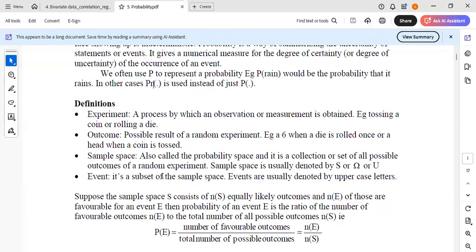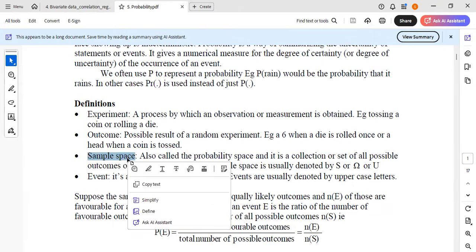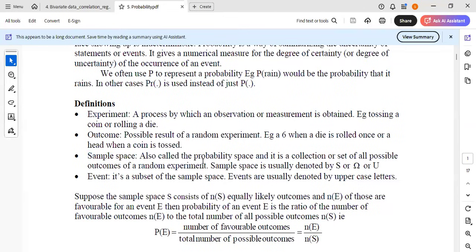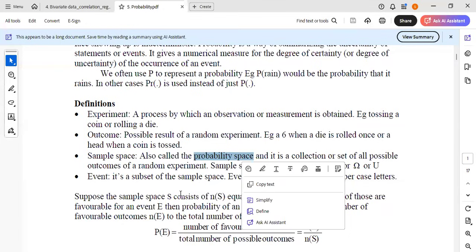That is, what is an experiment? An experiment is a process by which an observation or measurement is obtained, like tossing a coin or rolling a die. An outcome is a possible result of a random experiment. Then you have the term sample space, also called the probability space. It is a collection or set of all possible outcomes.